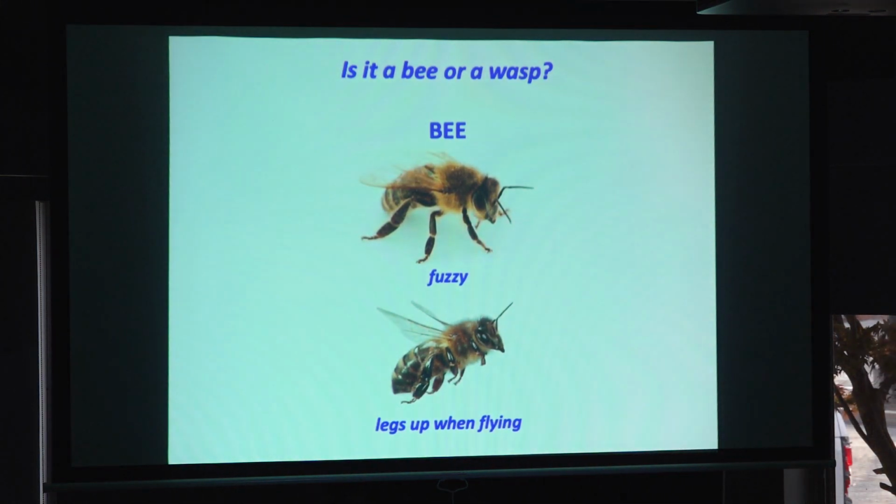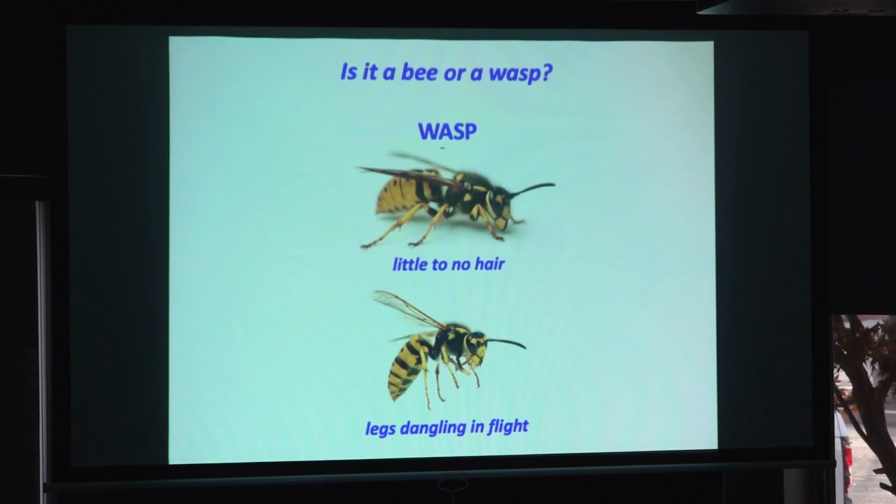Now let's talk about wasps. Sometimes people call wasps bees, but there's a big difference. Bees are fuzzy and their legs are up when they're flying. Wasps are not so fuzzy and their legs dangle when they're in flight.